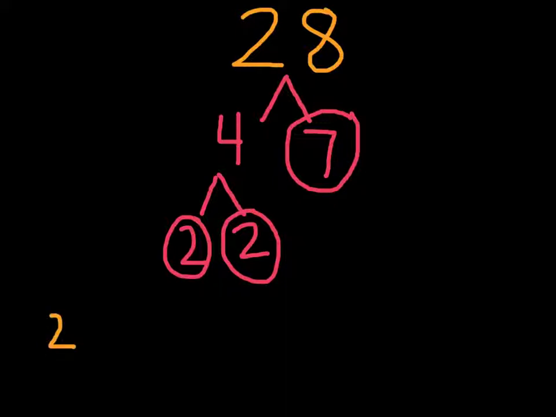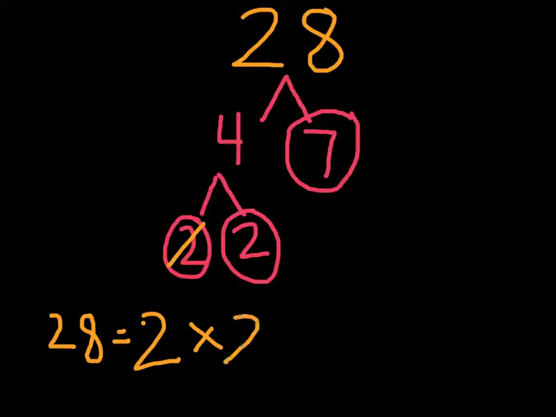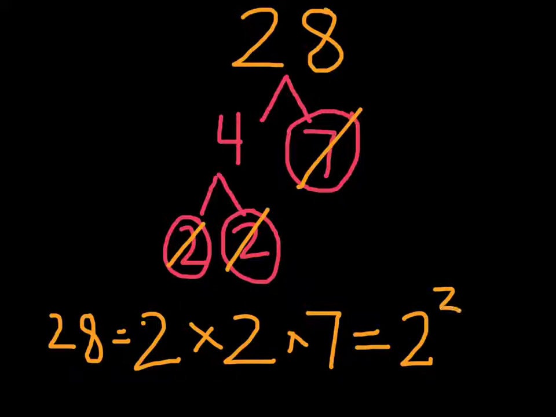So the prime factorization of 28 is, and I always start with the digit that has the lowest value, so 2, whoops, let me erase that. There we go. So I have 2 times 2 times 7. Now I could also write it this way because I have two 2's that are multiplied together. I could write it as 2 squared times 7.